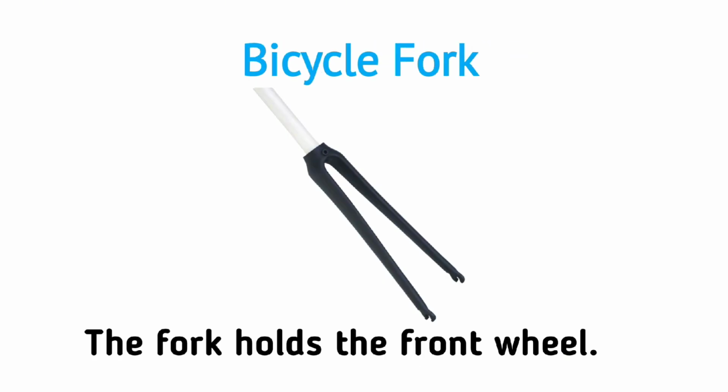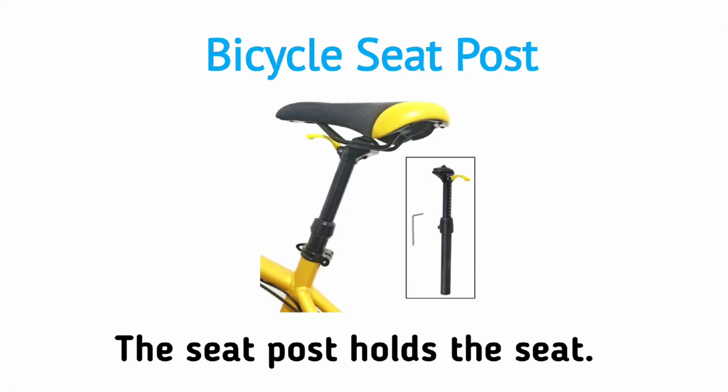Bicycle fork. The fork holds the front wheel. Bicycle seat post. The seat post holds the seat.